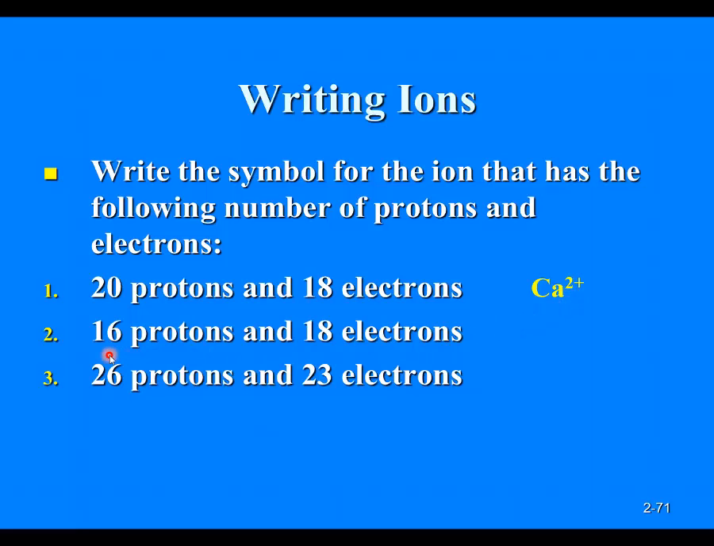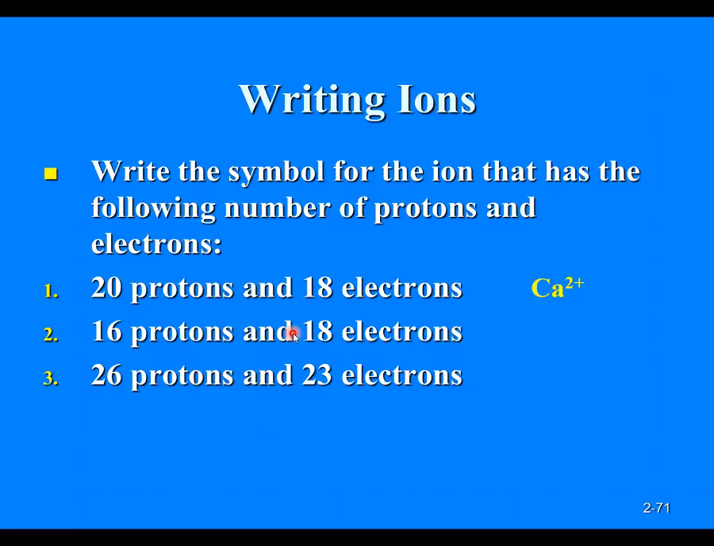Now if I look at our second example here with 16 protons and 18 electrons, if we go to the periodic table and look at an atomic number of 16, I can see that my element here would be sulfur. So I have sulfur. Since the number of electrons is not equal to the number of protons, I must have an ion. And since it has 2 extra electrons, it must be an anion, because I have a positive 16 charge and a negative 18 charge. If I add a positive 16 plus a negative 18, I'm going to end up with an overall negative 2 charge.